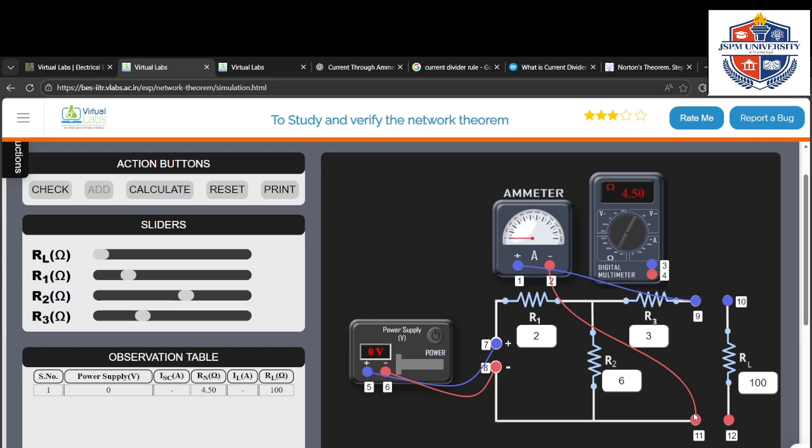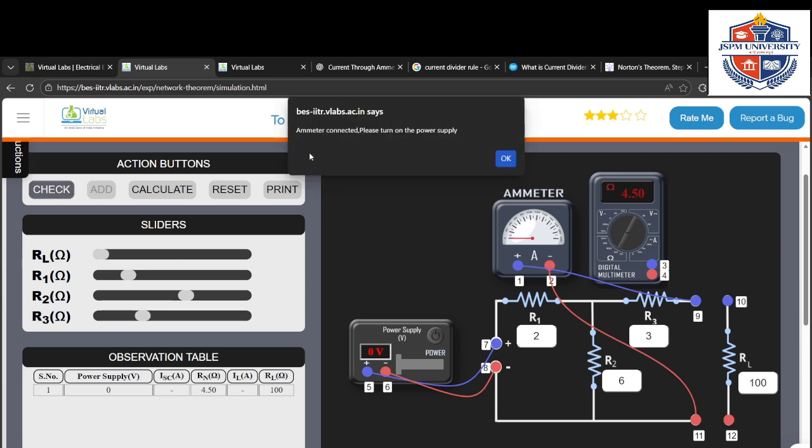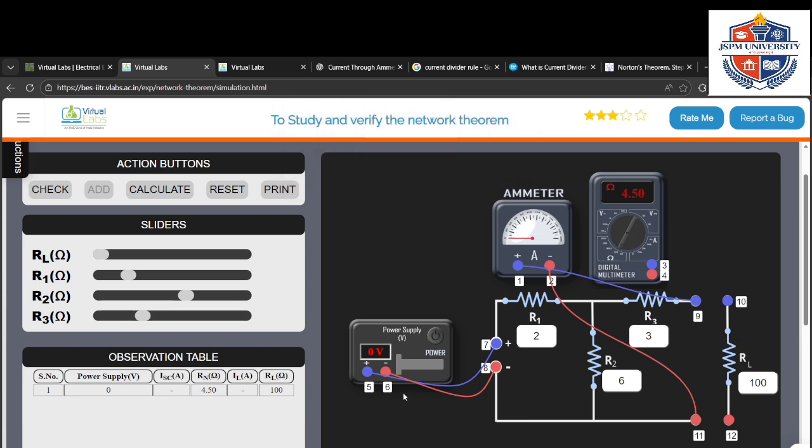So now we have connected this ammeter. Let me check the connections. The ammeter is connected. Please turn on the power supply. That means there is no problem with the connection. So now I am switching on the power supply and moving the power supply voltage to the maximum, 50 volt. Now we are going to observe the current. That current is called Norton's current, or otherwise the short circuit current.